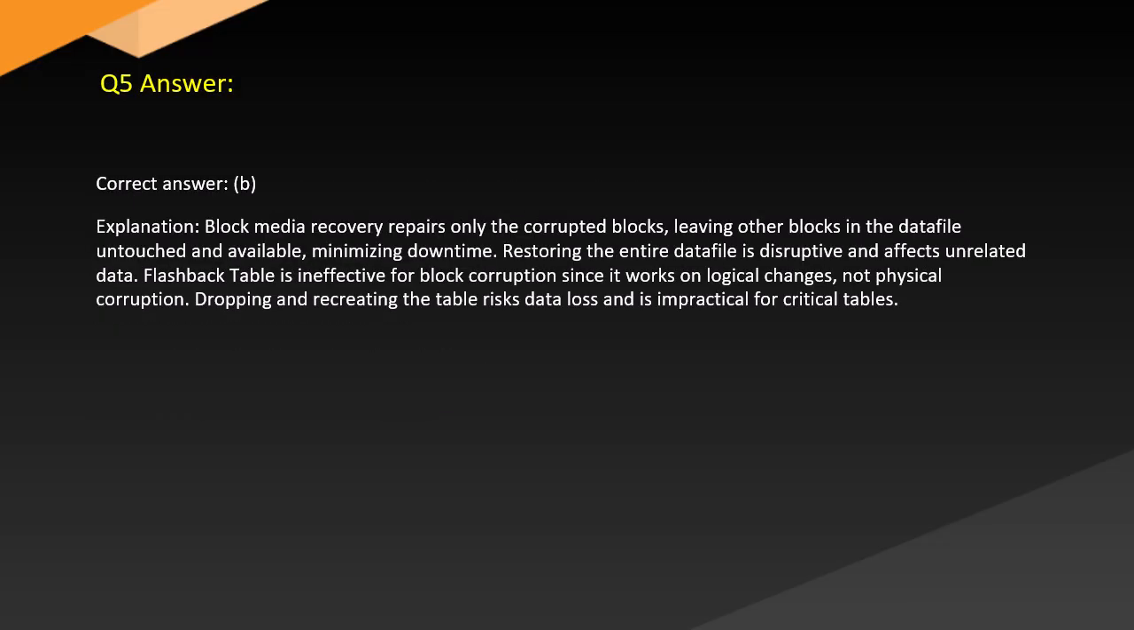Answer. Correct answer: B. Explanation. Block media recovery repairs only the corrupted blocks, leaving other blocks in the data file untouched and available, minimizing downtime. Restoring the entire data file is disruptive and affects unrelated data. Flashback table is ineffective for block corruption since it works on logical changes, not physical corruption. Dropping and recreating the table risks data loss and is impractical for critical tables.